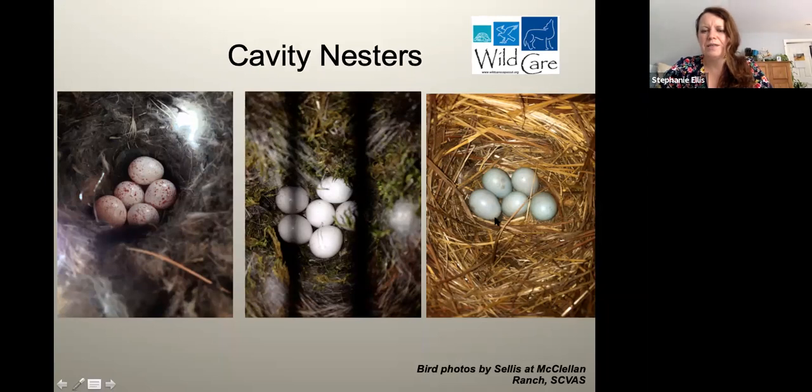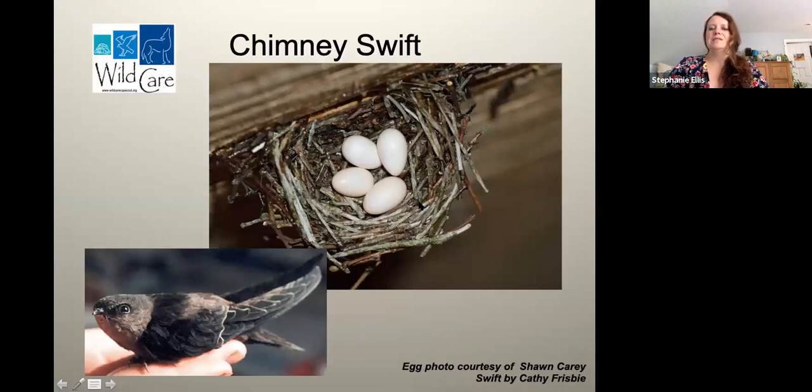I think these were chickadee and these were bluebird. So again, cavity nesters, a lot of the cavity nesters have round eggs because they don't have to worry about them rolling off of cliffs. They're in a cavity like a tree or a nest box, and so shape isn't as much of a concern.